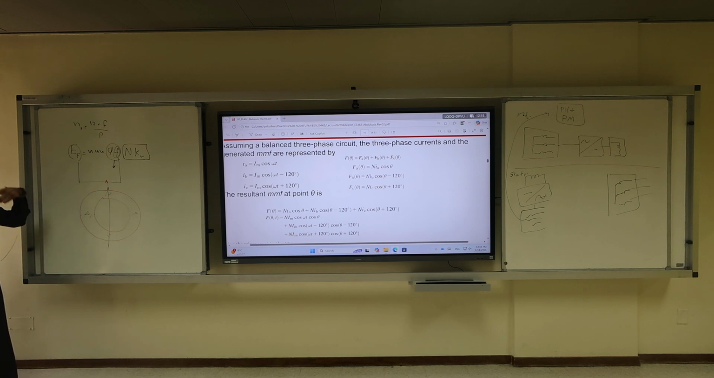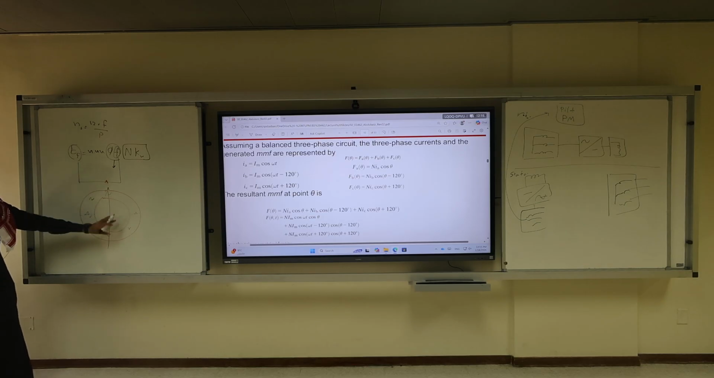Now, add more poles. You have here north, south. You only need to rotate 360 divided by the number of poles. Here we have 6 poles, or 3 pole pairs. So divide by 6. That's the only rotation you need to constitute one electrical cycle.